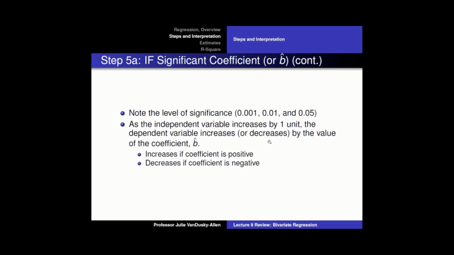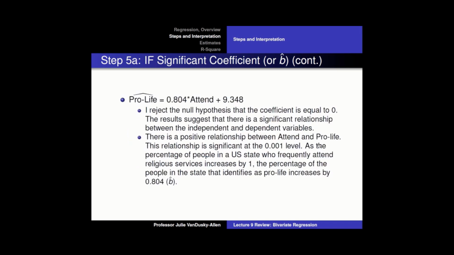And then you could also say, as the independent variable increases by 1 unit, the dependent variable increases if it's a positive effect, or decreases if it's a negative effect, by the value of the coefficient b hat. So, I know that this is positive, and that's what I expected, and I know it's significant at the 0.001 level. So this is how I can interpret this information.